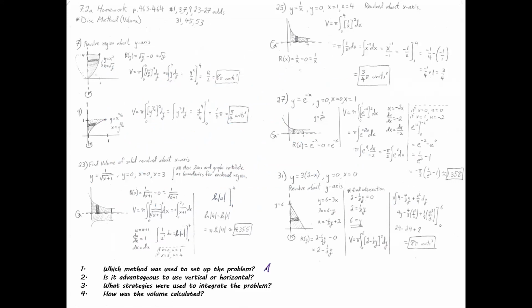Remember, a lot of times you want to look for the axis of revolution, whether it's a vertical one or a horizontal one. And then also you want to look at the radius. Is the radius vertical or horizontal, to make that determination of which one to use? Is it advantageous to use vertical or horizontal? What strategies were used to integrate the problem, and how was the volume calculated? So make sure you guys take a look at this part just so you can get yourself acquainted with more examples when it comes to this.